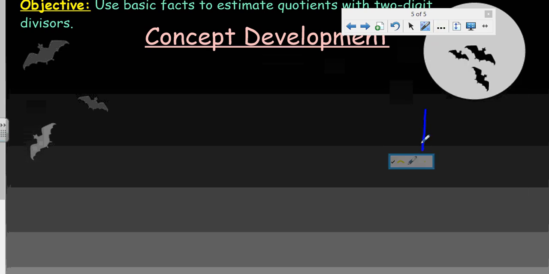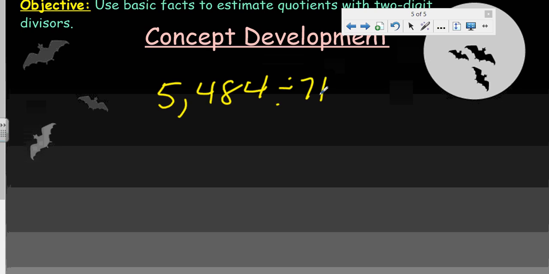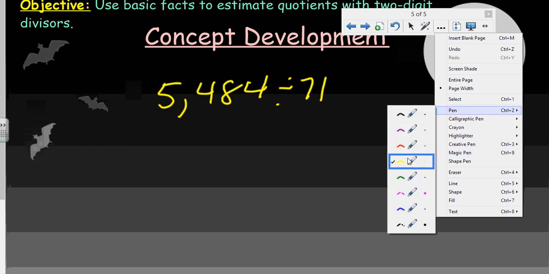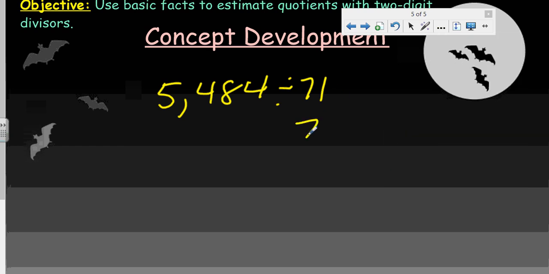5,484 divided by 71. We want to go ahead and round the divisor first. I know you guys are thinking, do you always have to do the 70? No, you could look at 60 or 80. But let's do the 70 and see what we can do to round.